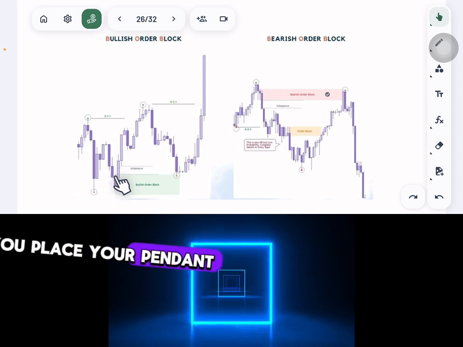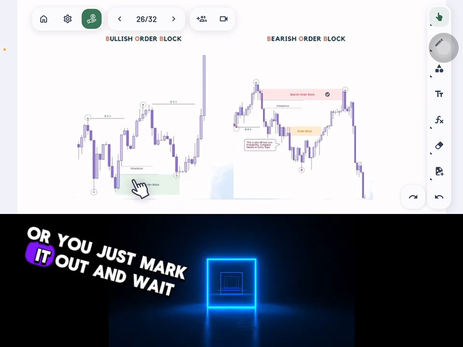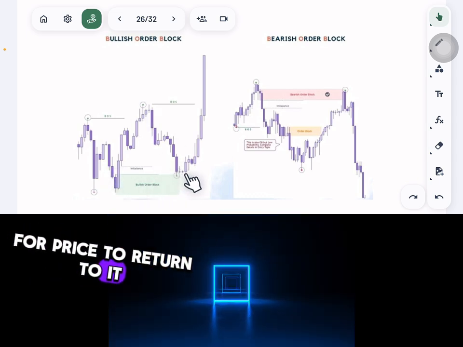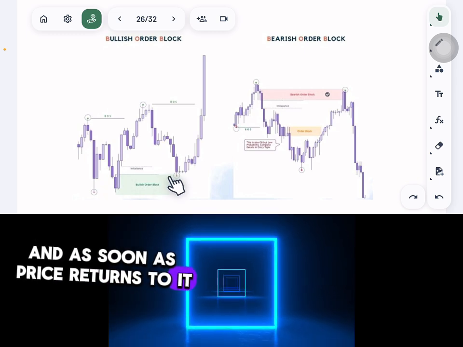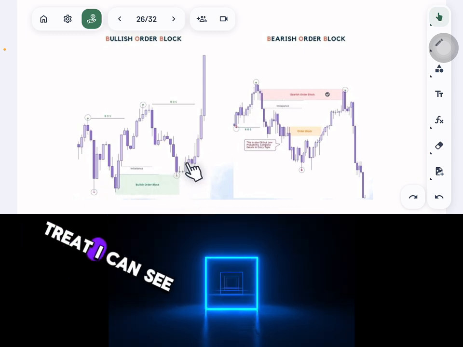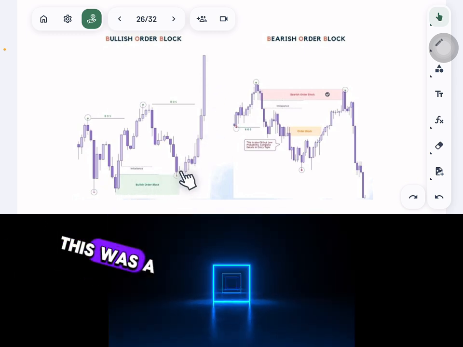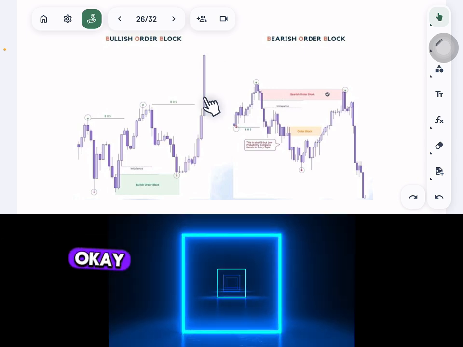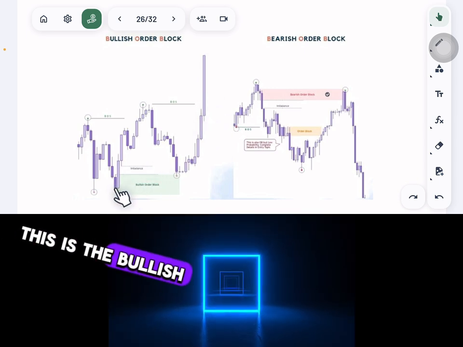You place your pending order here most of the time, or you just mark it out and wait for price to return to it. And as soon as price returns to it, that is where you want to take your trade. And you can see what happened here. This was a very aggressive move. Okay, this is the bullish order block.